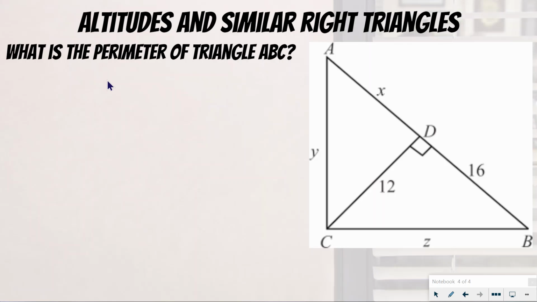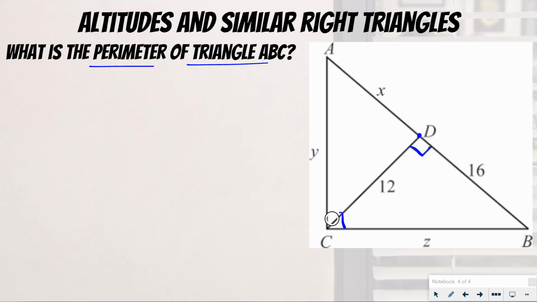So here we want to find the perimeter of triangle ABC. That's this big triangle. So we need to find the length of x, y, and z. So again, we have three similar triangles. We have this triangle, and the big right triangle here, because that altitude is meeting the opposite side at a right angle.